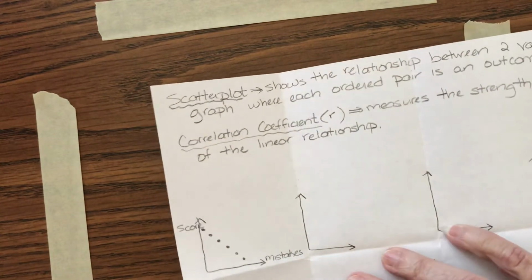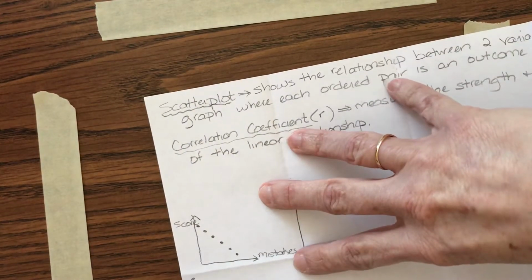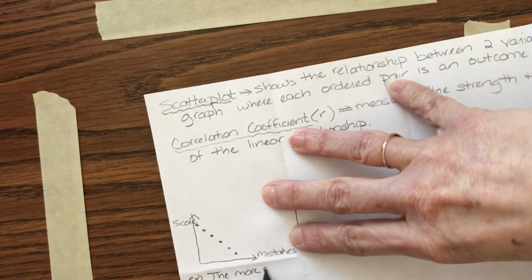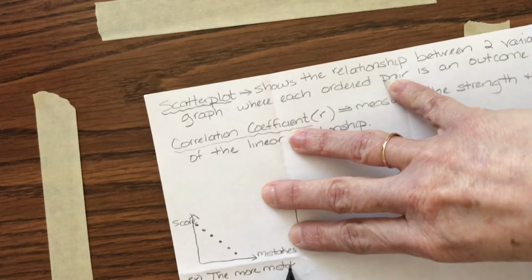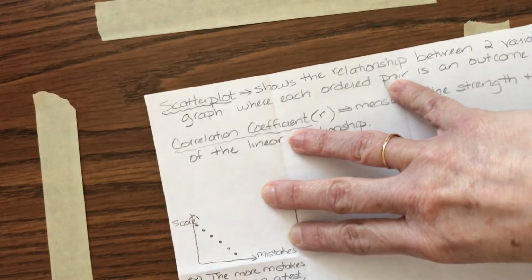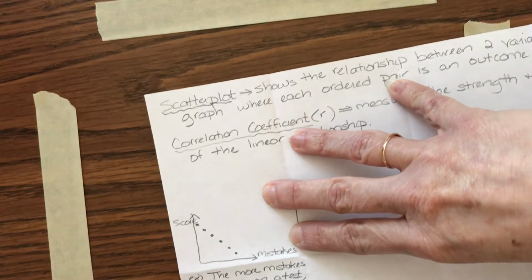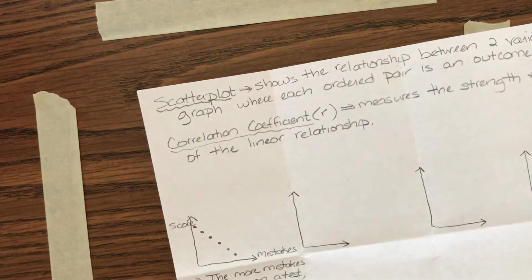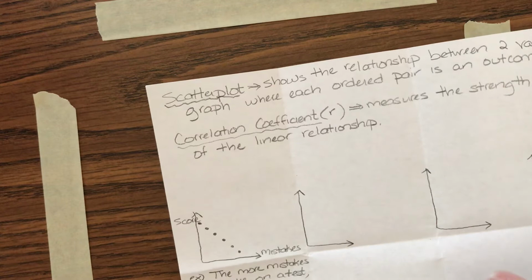Okay, so the example for this type of a problem would be the more mistakes I make on a test, the lower my score. Perfectly linear, right? Each problem's worth 5 points. The more mistakes I make, the lower my score.